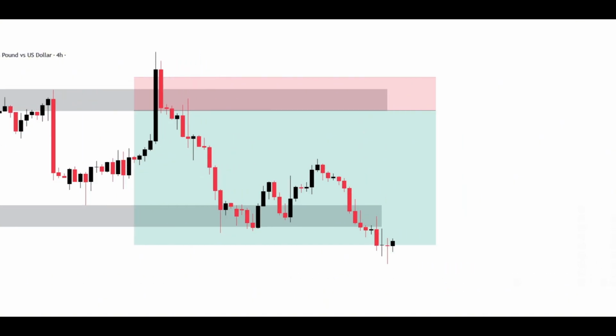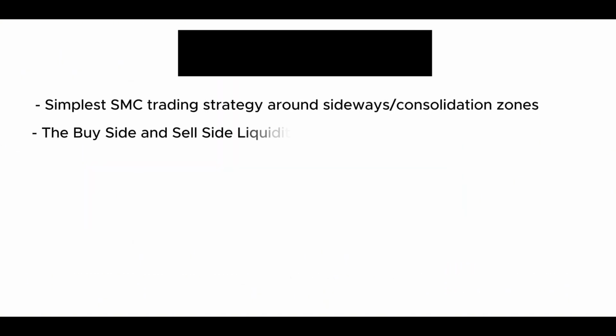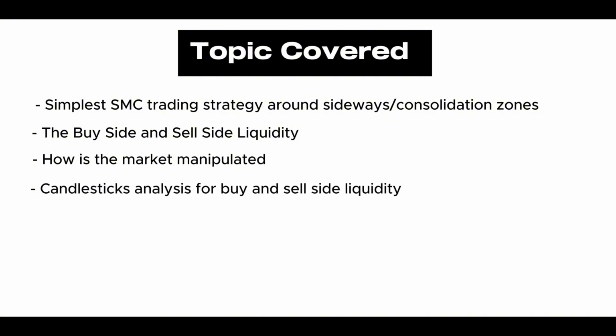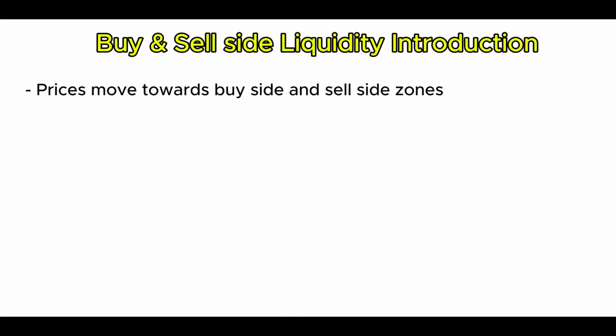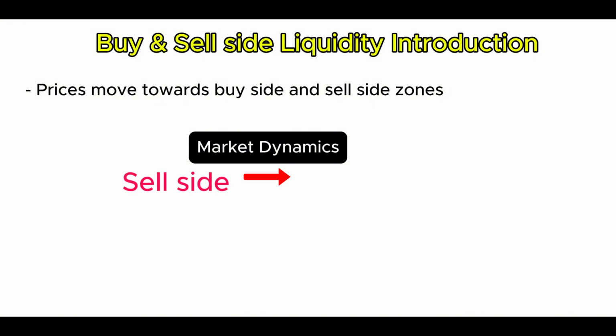from your position. In today's video, we will explain the simplest smart money trading strategy that involves trading setups around sideways zones. As the video goes, the difficulty will increase. So we start with a beginner-friendly introduction. Let's get into it. The strategy we are going to talk about today involves a simple smart money concept named buy-side liquidity and sell-side liquidity.